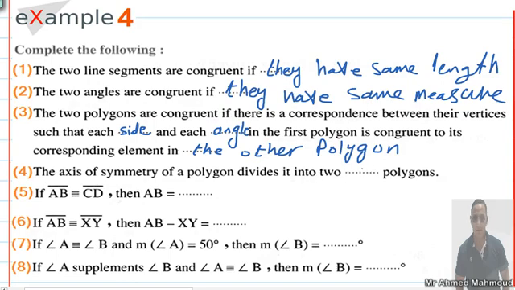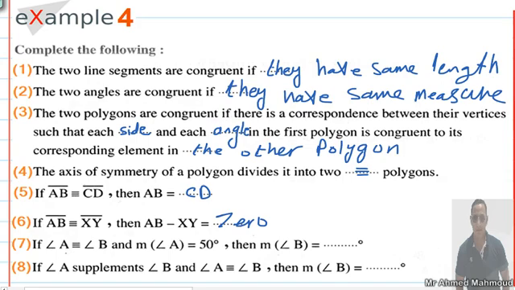Here the space is not enough. I can write the symbol congruent like this. AB line segment congruent to CD line segment. Then AB length, here AB means length, is equal to CD in length. AB line segment congruent to XY, then they are equal. Then AB minus XY equals 0 centimeters.